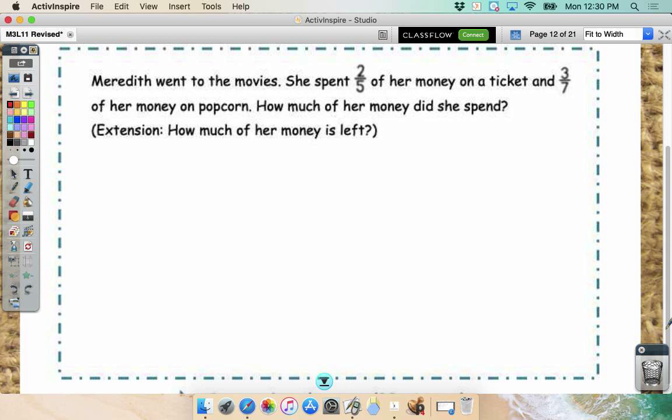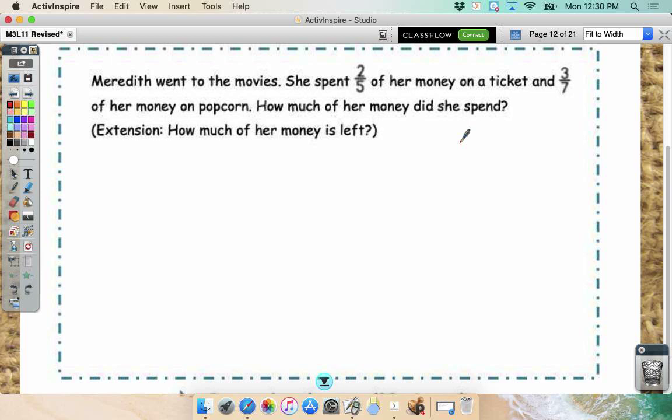Okay? All right, I'm going to read this whole thing through, and then I want to remind you how you would have solved this when you were younger without fractions, okay? Meredith went to the movies. She spent 2/5 of her money on a ticket and 3/7 of her money on popcorn. How much of her money did she spend? How much of her money is left?